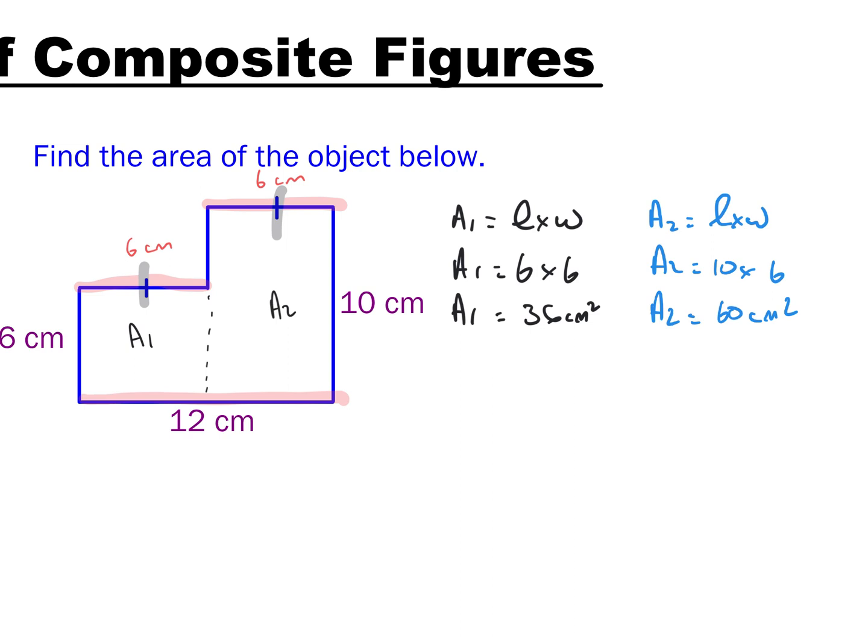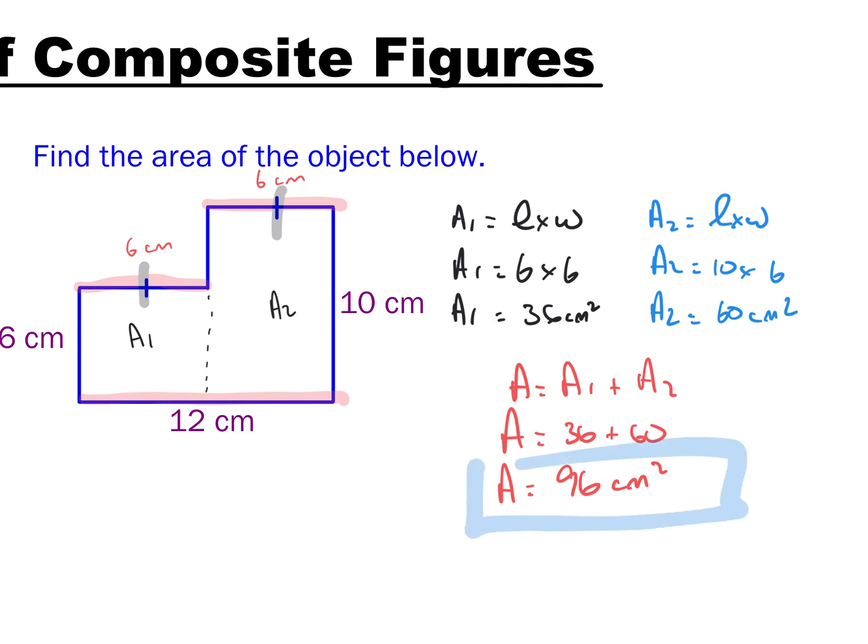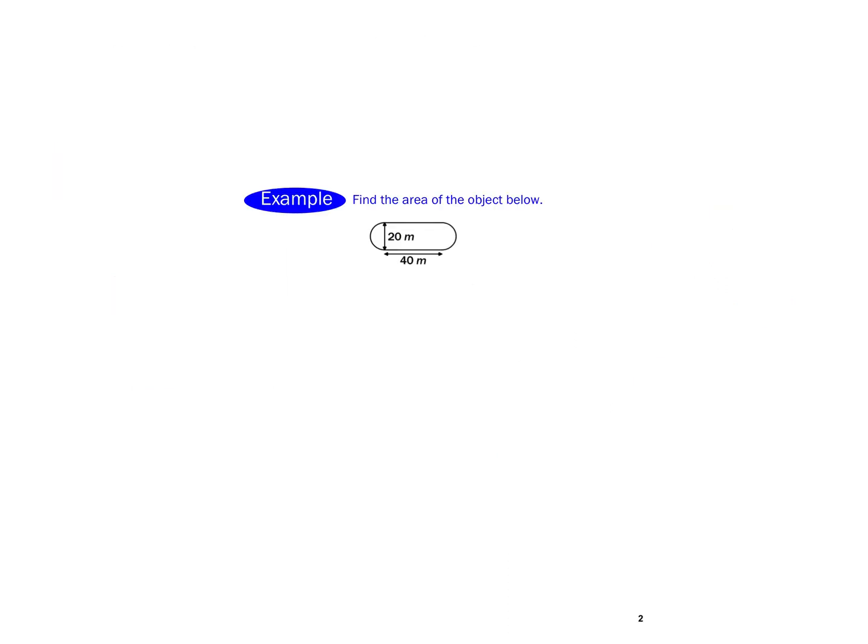And now, to find the area of the whole thing, you just add A1 together to A2. So 36 plus 60, 96 centimeters squared. So that is the area of that shape. Okie dokie. We'll do our other example.